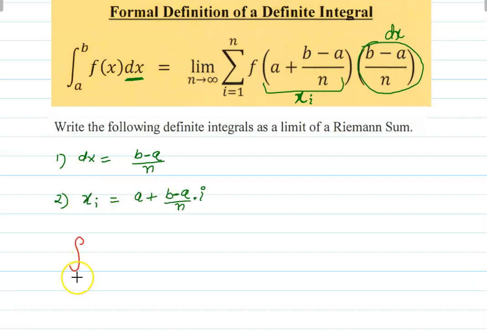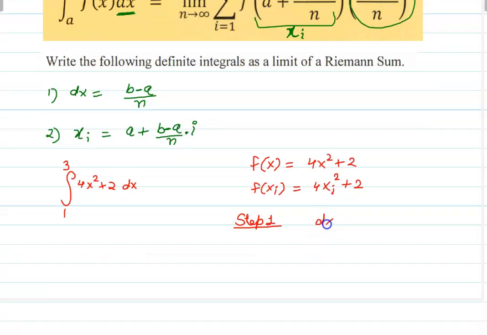Now let us see how to apply this definition on an example. Here first we find the function, then we write it in the form of xi. Step 1 is to find the width of each interval. Here the lower limit represents the a value and the upper limit represents the b value. So a is 1, b is 3, and the width of each interval dx is 2 over n.